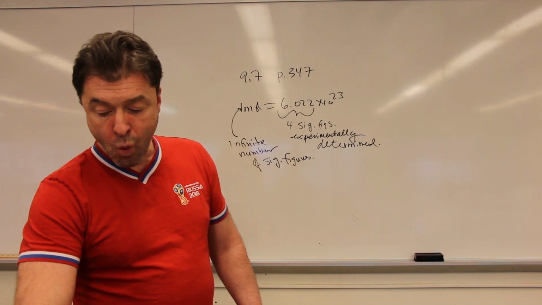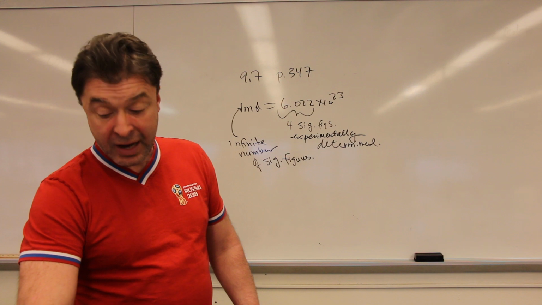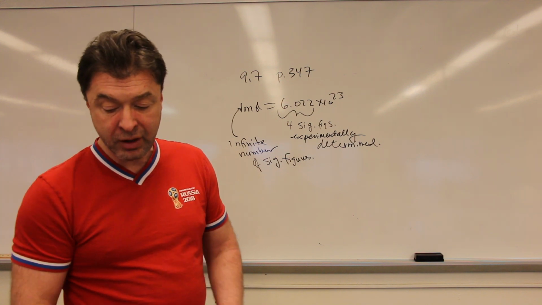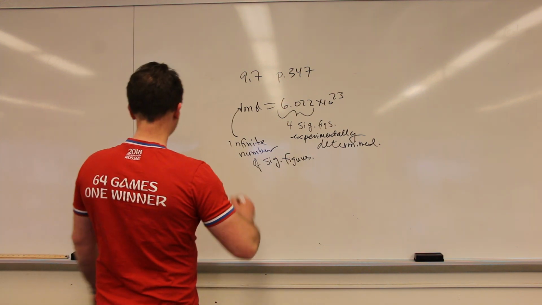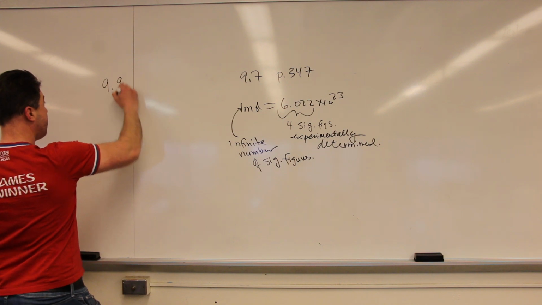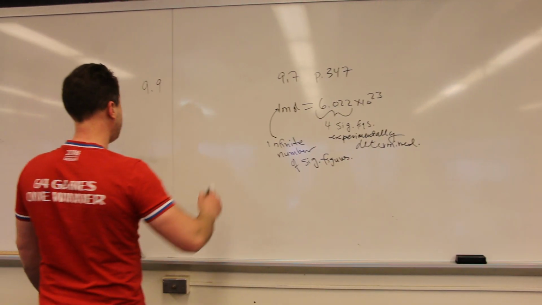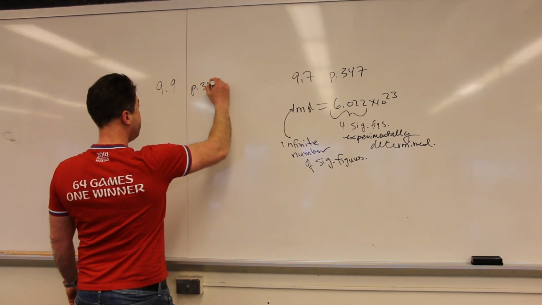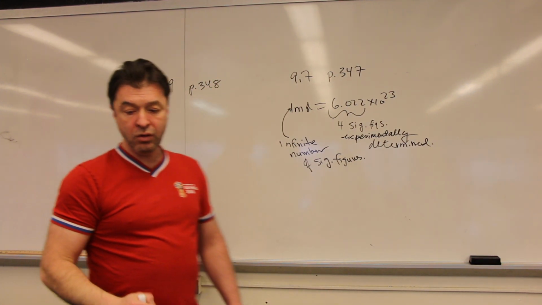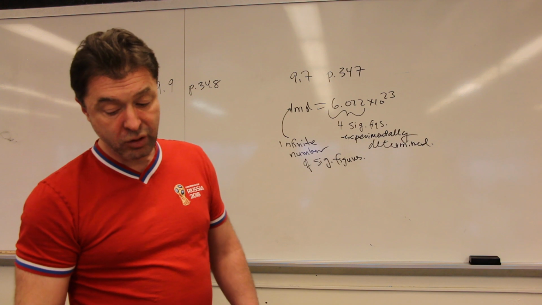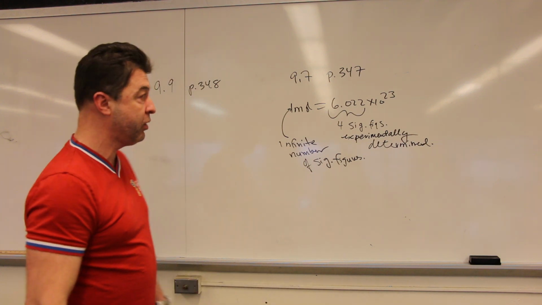So now, what's the next part of the chapter? That will be 9.9. Again, guys, I'm not skipping 9.8; I already talked about it. So 9.9 will be on page 348. And this one here is a very important one. This is the mole and chemical formula.